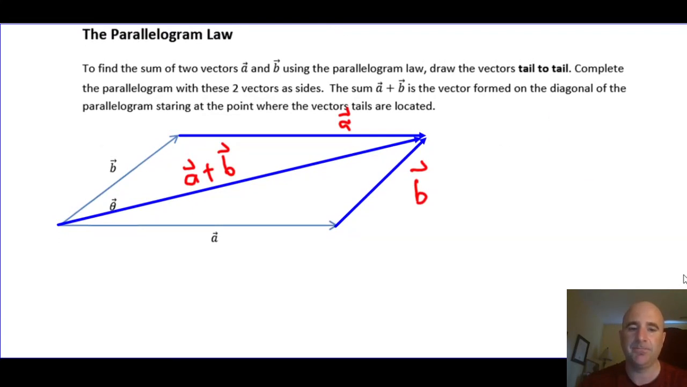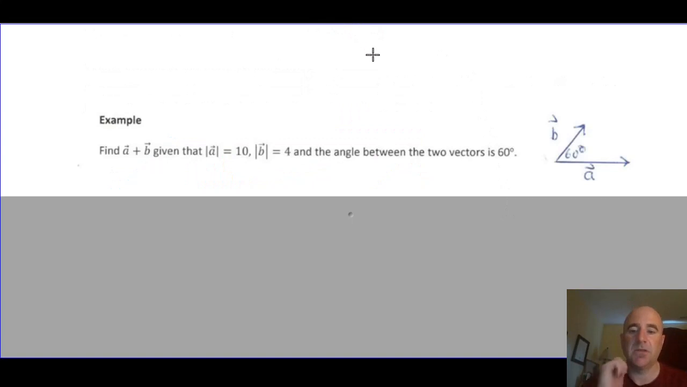Okay, so the problem that we're given here is that we want to find vector A plus vector B. We're given the magnitude of A is 10 and the magnitude of B is 4, and the angle between the two vectors is 60 degrees. So this sentence right here means this is the picture we have. I've drawn the vectors tail to tail, and the angle between two vectors is the angle formed when they are tail to tail, not when they are head to tail. So that's a reasonable interpretation of what the picture looks like.